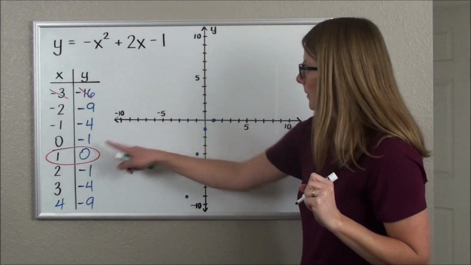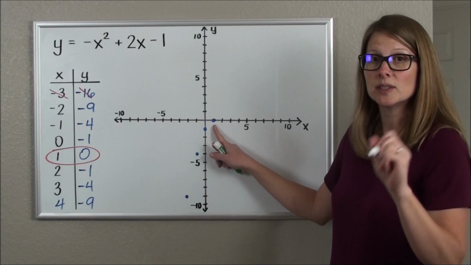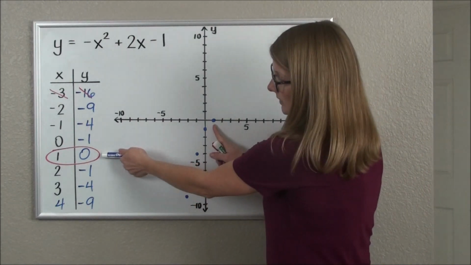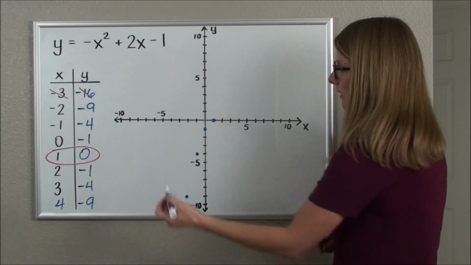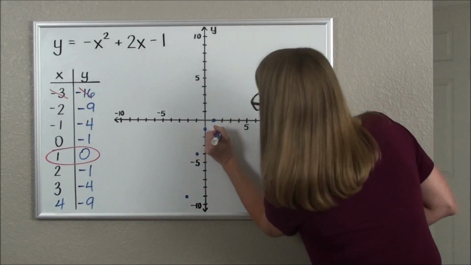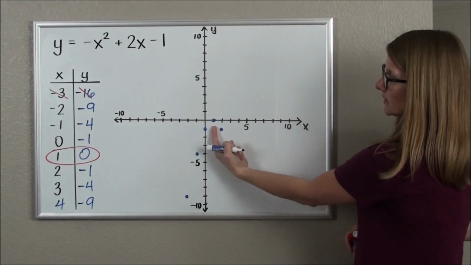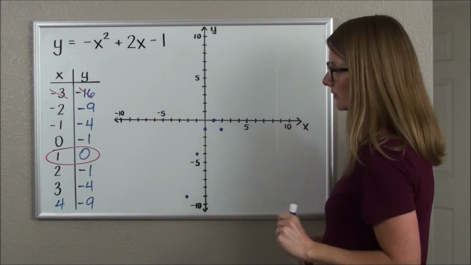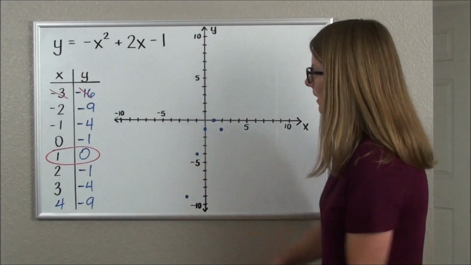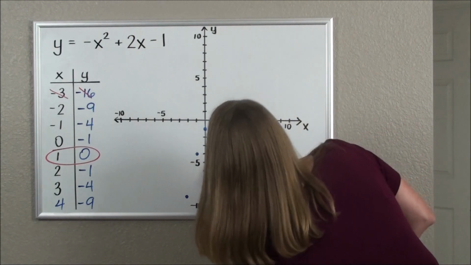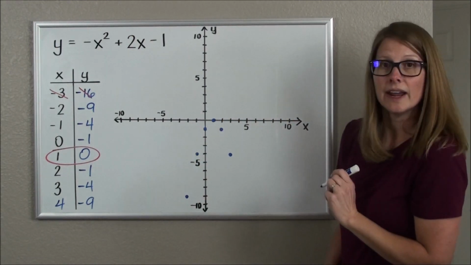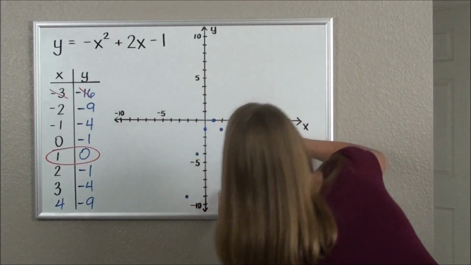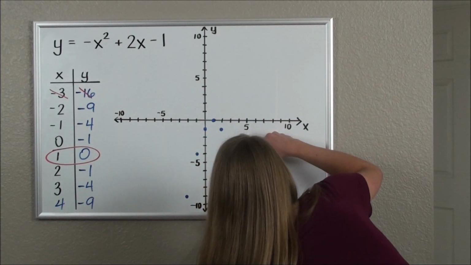Now that 1, 0 we just plotted was supposed to be the mirror based on what we saw on the table, so let's see if that becomes the vertex. Next is 2, negative 1, so I go right 2, down 1. It looks like that is going to be the top of the hill here, so that is the vertex. Next I have 3, negative 4, so right 3, down 4. And last I have 4, negative 9, which says go right 4 and down 9.